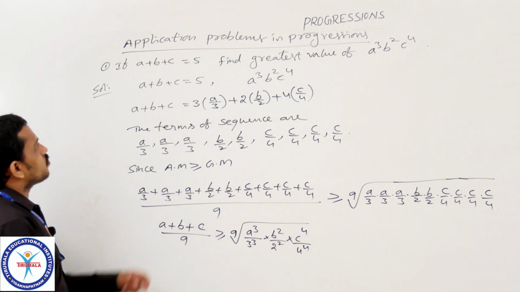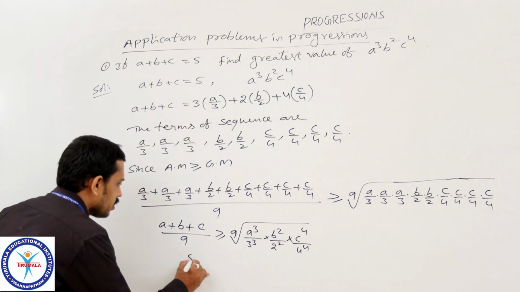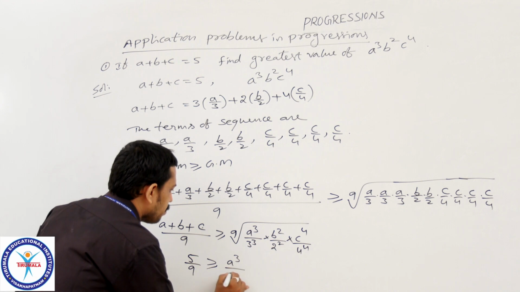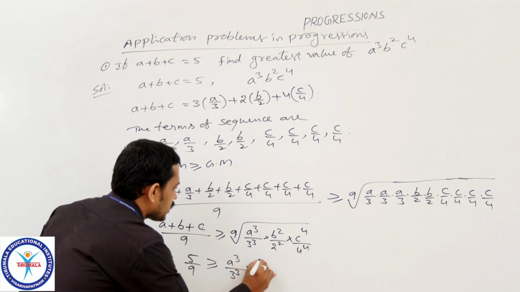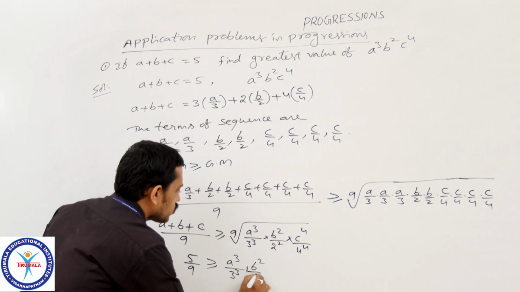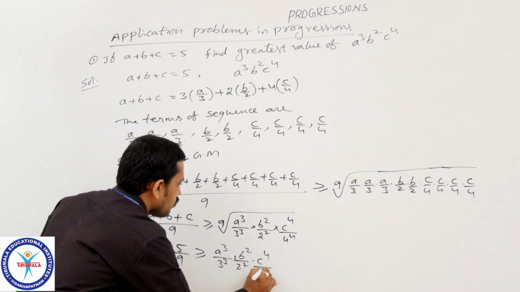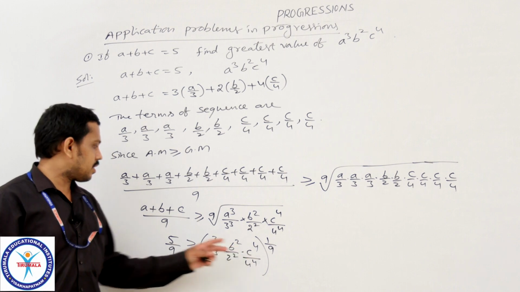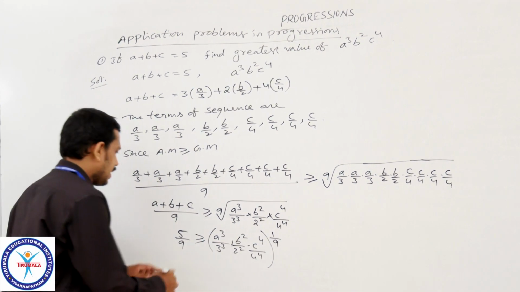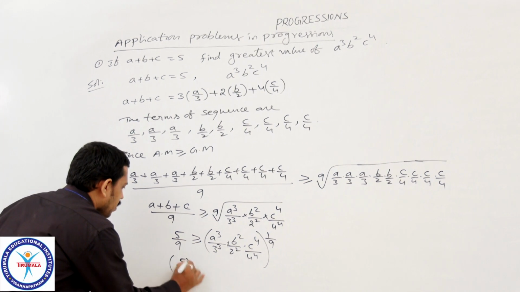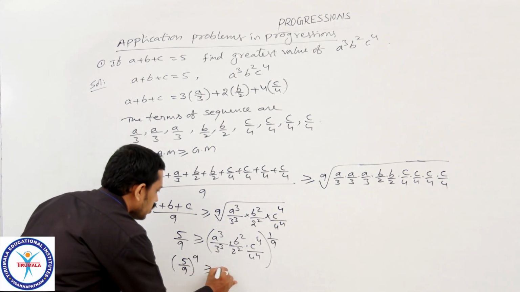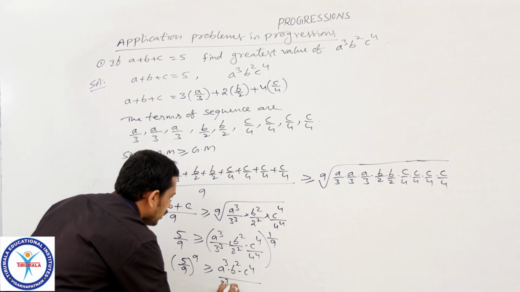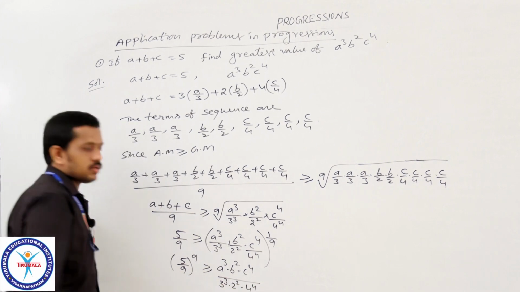Now a plus b plus c is equal to the given 5. So therefore 5/9 is greater than or equal to (a cube by 3 cube into b square by 2 square into c power 4 by 4 power 4) whole power 1/9. Now consider 9th power on both sides. Then (5/9) whole power 9 is greater than or equal to a cube into b square into c power 4 by 3 cube into 2 square into 4 power 4.